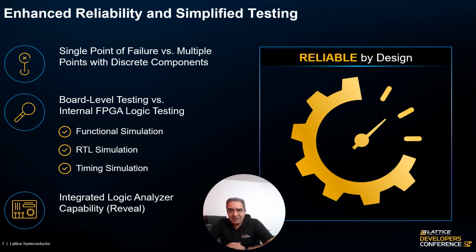You also have access to a logic analyzer that is built into the FPGA, a tool called Reveal from Lattice Semiconductor, with the Radiant and Diamond software platform, that allows you to probe internal nodes. You could easily probe internal nodes of the FPGA and identify any potential problems or debug using this built-in logic analyzer.